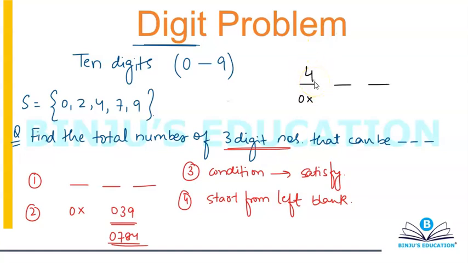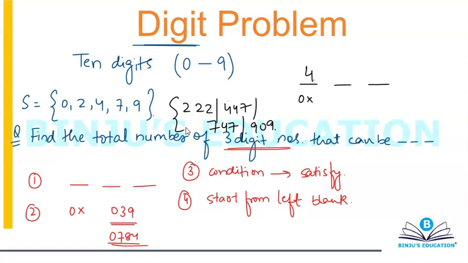What about the second place? Now see, in this question, it's not given whether the repetition is allowed or not. But if I use my logic, and if I talk about three-digit numbers, can I say that 222 or 447 or 747 or 909, all these numbers are valid three-digit numbers?